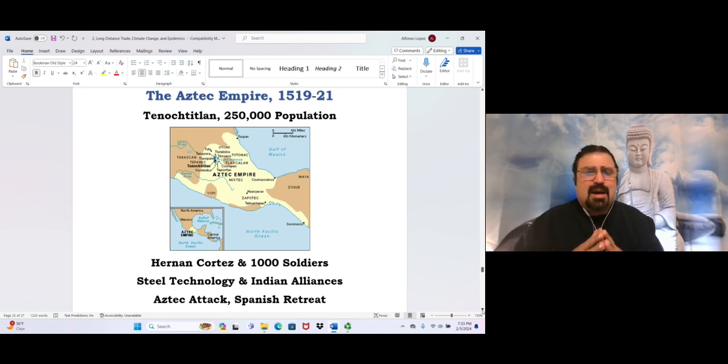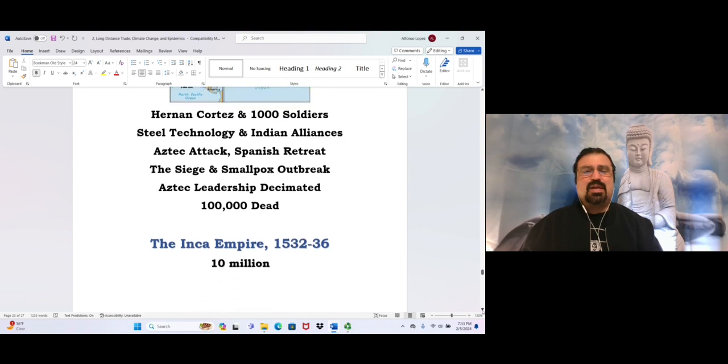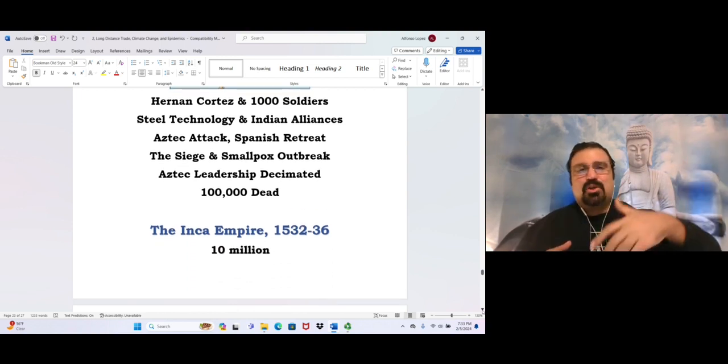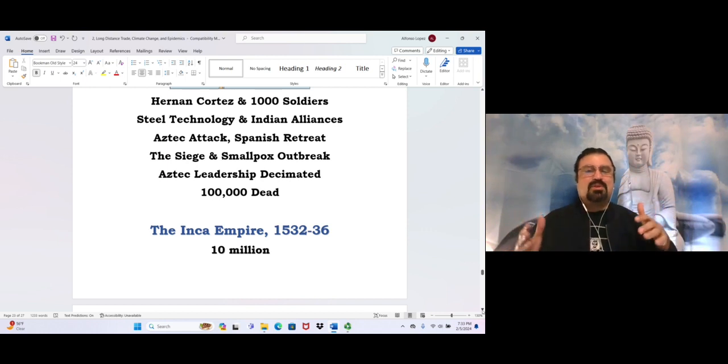Tenochtitlan contained about 250,000 people. So this was really a hugely populated area. Keep that in mind: it's highly concentrated, and it's concentrated on an island as well. Again, 250,000 people. Hernán Cortés will be sent, and eventually he is going to march into the city of Tenochtitlan with about 1,000 soldiers.